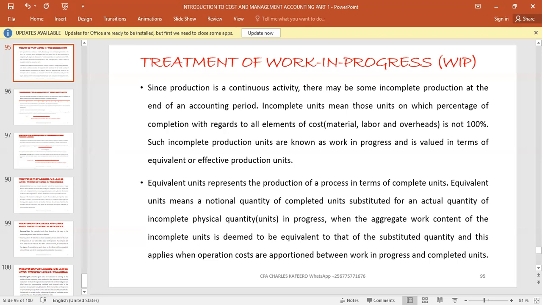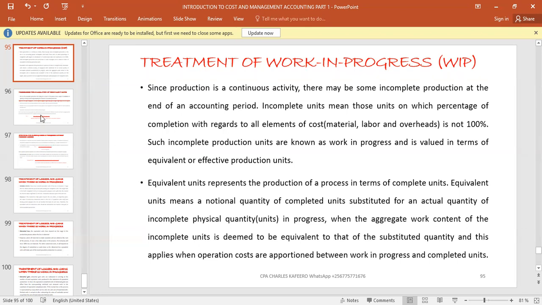We take what went to completed units as 100%, because all of them are complete. But for these ones, we get their percentage in terms of the elements of costs. How did they consume those different elements of cost? And we try to look at how many units could have gone through if the production was complete. That's all we are looking at.